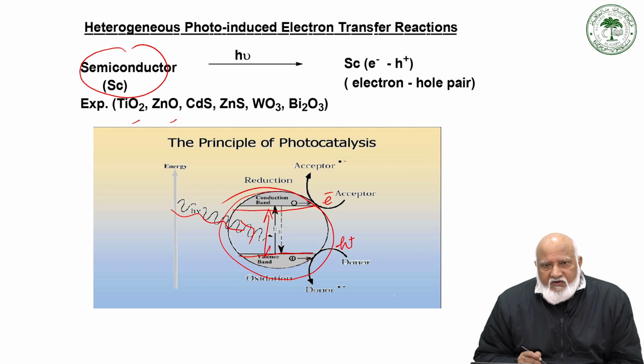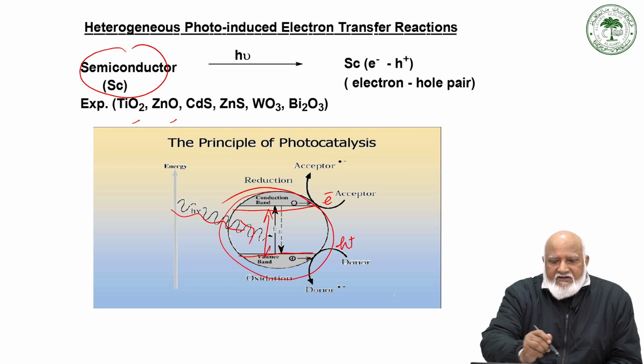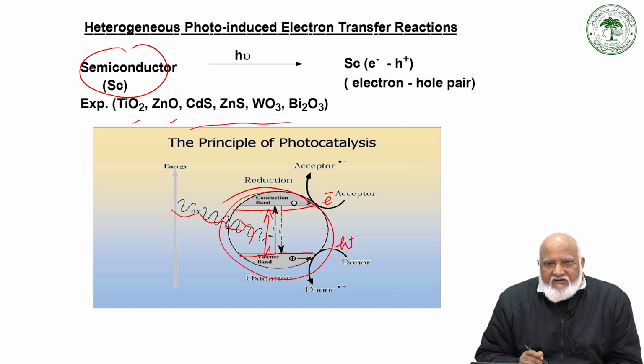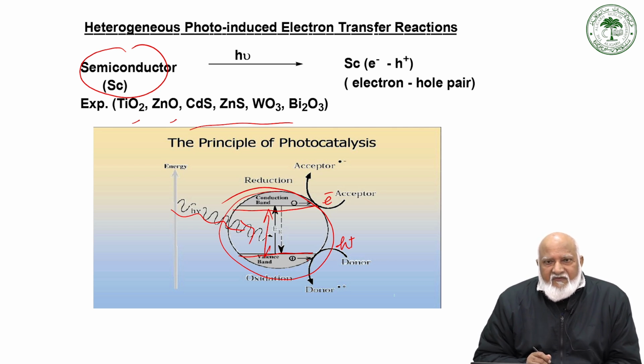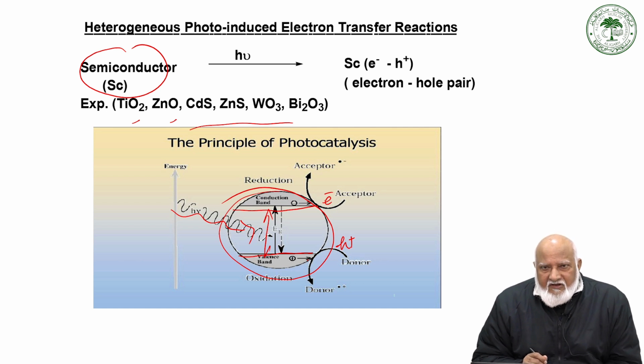In other words, on the surface it can generate oxidation and reduction sites for surface reactions. These semiconducting materials are not soluble in water nor in organic solvent, and hence it is a biphasic reaction that can bring about surface reactions and act as a heterogeneous photo-induced electron transfer reaction.